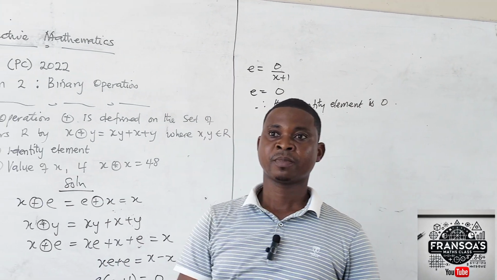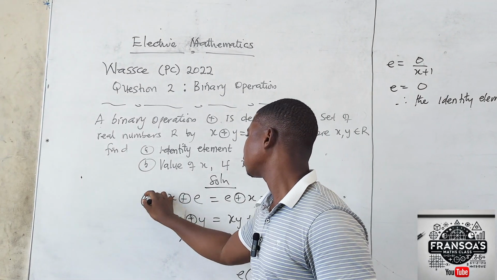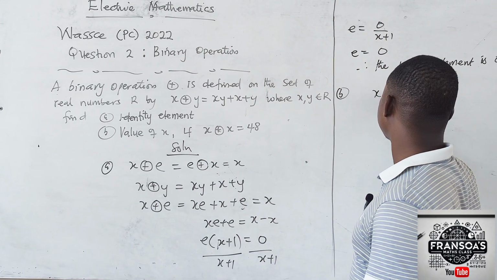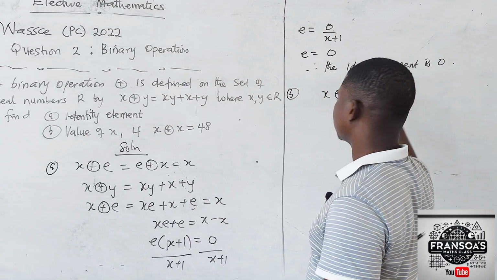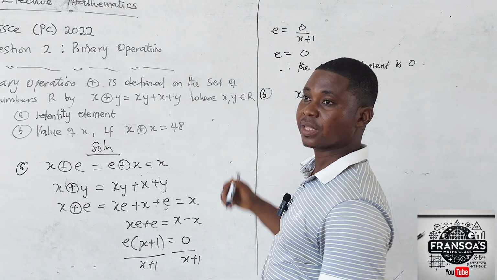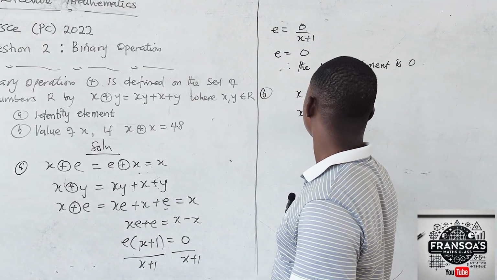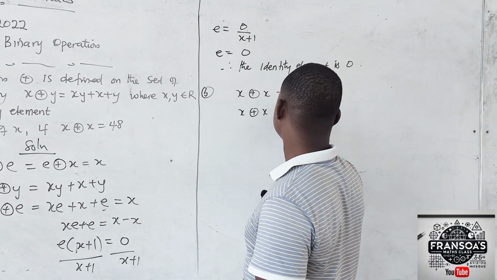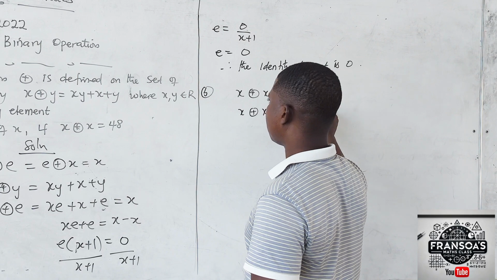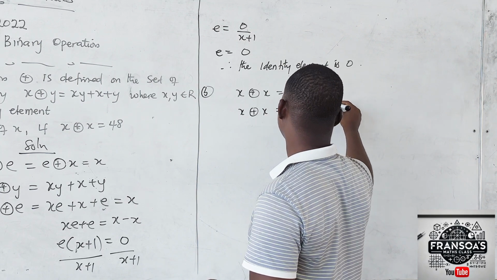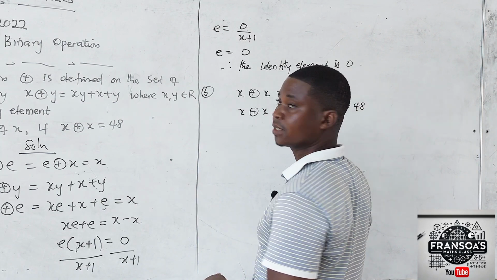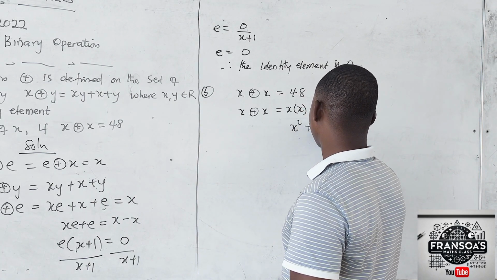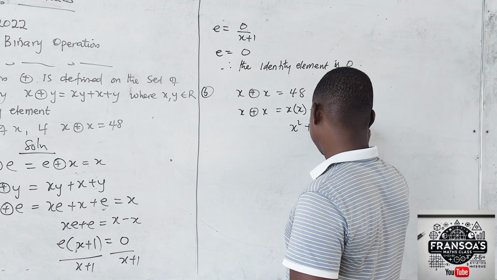Now we look at the second one, the B. With the B, we are asked to find the value of x if x operating on x is equal to 48. So we substitute it into the operation. x operating on x will give us x multiplying x plus another x, which should give us 48. So we have x squared plus 2x is equal to 48.